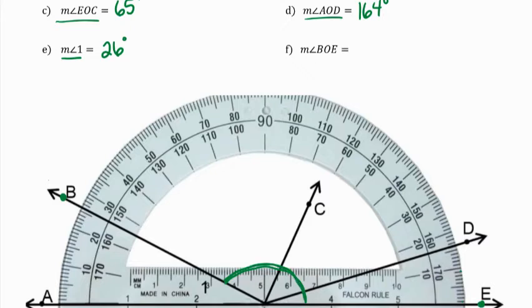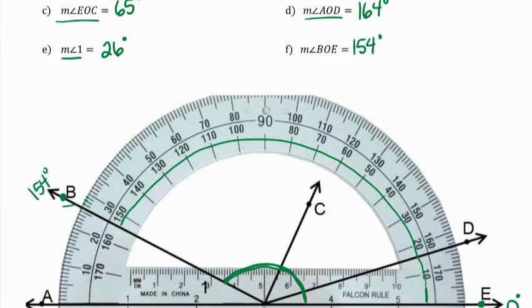Now, even though it said B first, I'm actually going to go over here and start at point E, because it is at our 0 point over here, and that's just easier. So then I'm going to use these inside numbers all the way around. We got to 150, 1, 2, 3, 4. So it looks like it's at about 154 degrees.